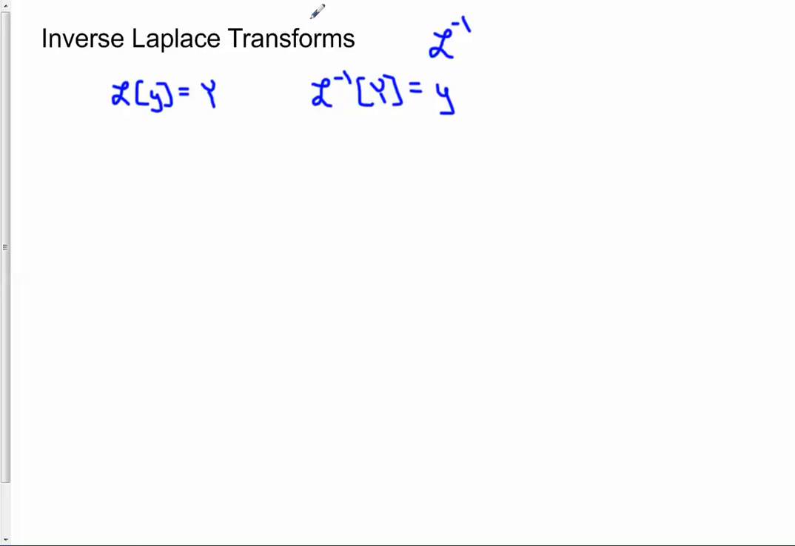So, conceptually this is really simple. We can just turn around all the rules that we've learned, right? So if I tell you that Y of s is 1 over s squared, you can look on your list of Laplace transforms, look under the transform column, find 1 over s squared, and find that it is next to t. Okay, that's pretty easy.